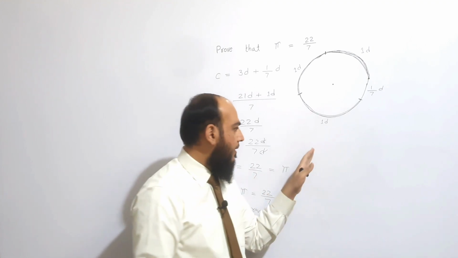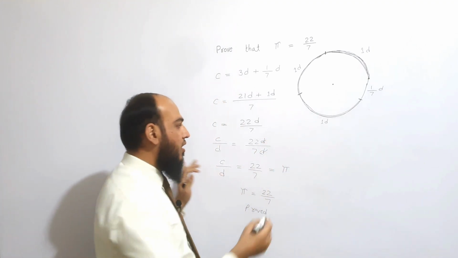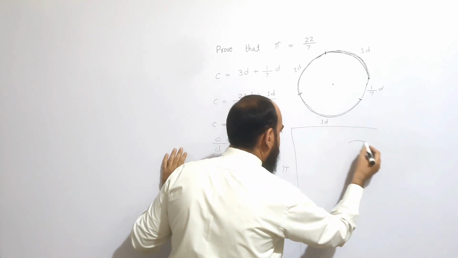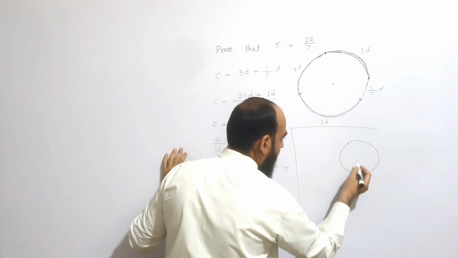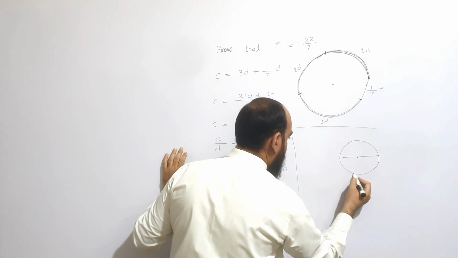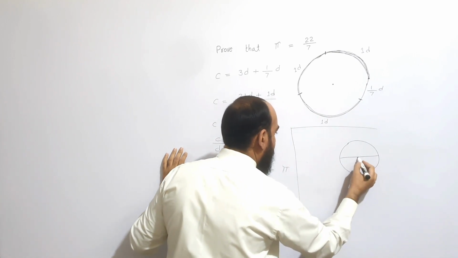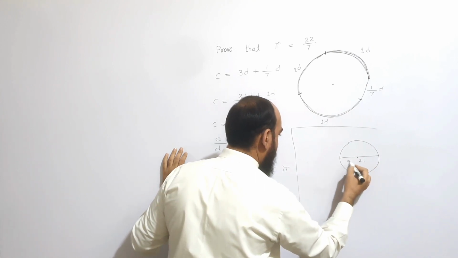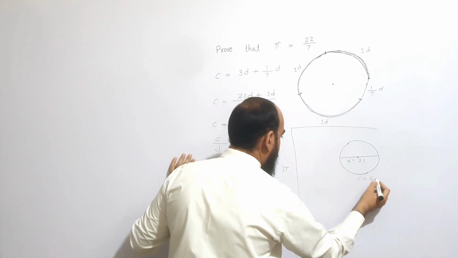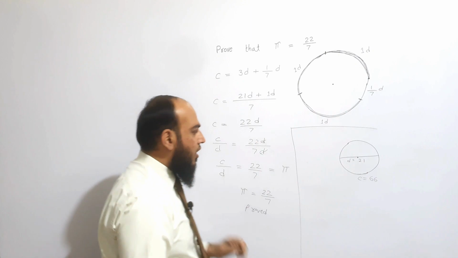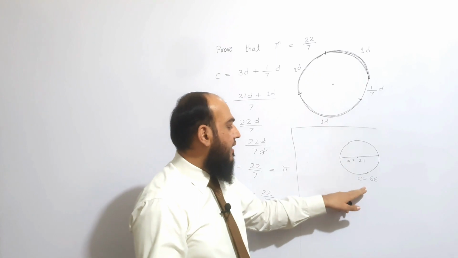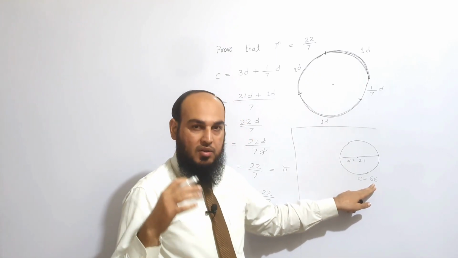Okay, let's understand it with a specific example. Okay, here we have a circle, and here is the diameter. If the diameter of the circle is 21, then the circumference of the circle will be 66. Okay, if the diameter of the circle is 21, the circumference of the circle will be 66.